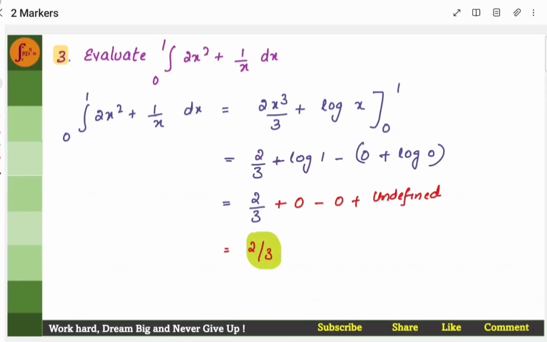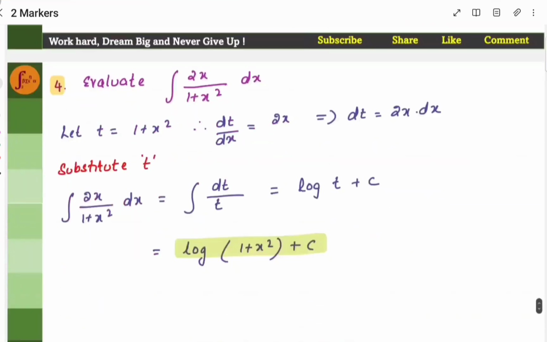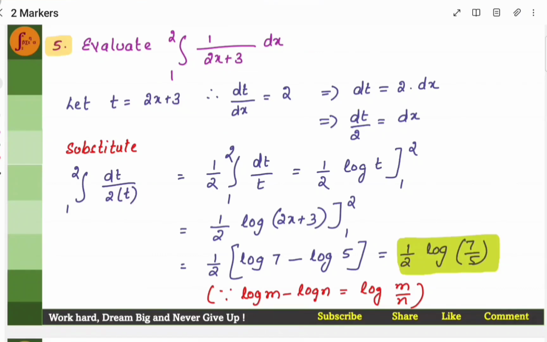Similarly, the third one also, right? Separately find the integral of this, then apply lower limit 0 and higher limit 1, and you get 2 by 3 as the answer. Here, you assume that this is t and differentiate this. So you will get 2, but you have 1 in the numerator. So dt by dx is 2. Therefore, dt is 2 dx. Right, dt is 2 dx. Therefore, dt by 2 is dx.